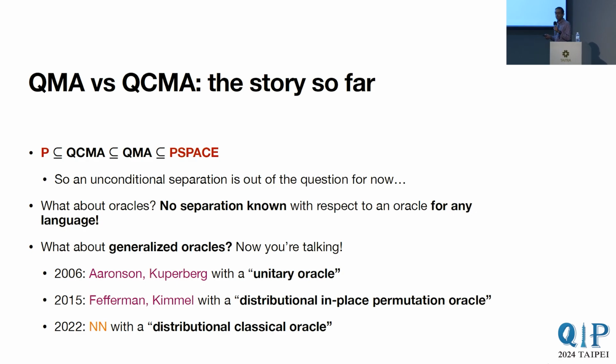What has been achieved is for tweaks on the notion of oracle, for more general notions of oracle than the standard model. The first result in this direction is this paper of Aaronson and Kuperberg from 2006. They showed that if you augment the machine by what's called a unitary oracle, so not an oracle to decide some classical language, but just a black box unitary, then you can separate these two classes.